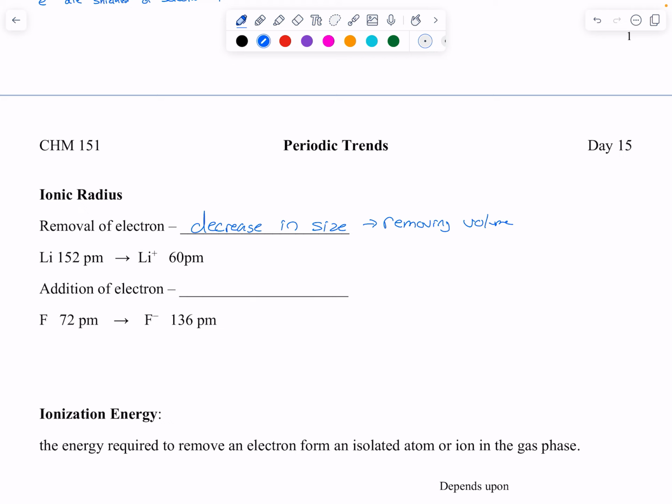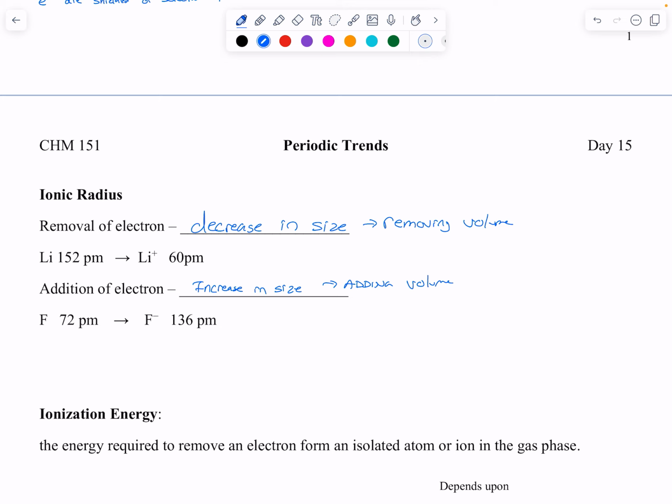All right, so think about it. Lithium loses an electron, and it's less than half the size. If you add electrons, it's the opposite. You increase in size, because we are adding volume. The more electrons I remove, the smaller I get, and the more electrons I add, the bigger I get. So a 2 minus atom is bigger than a 1 minus atom in the same period. So that's the size.